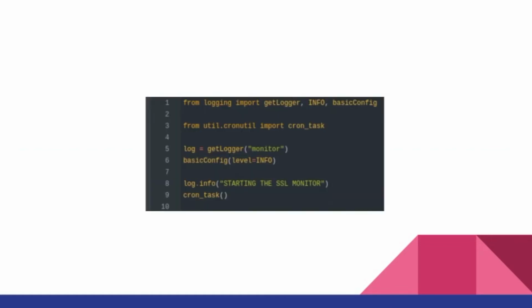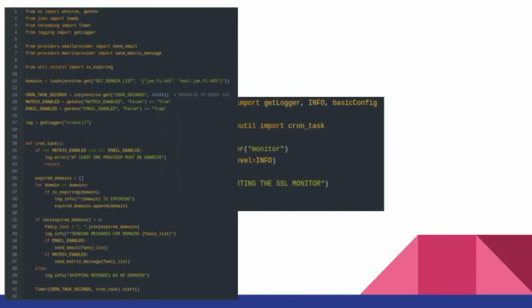So first we have the main.py, which is very easy. We just import the main cron task and start it. Then we have the main task that will first check if we enabled any of what I call providers, which is like, for instance, sending emails or sending messages to Matrix.